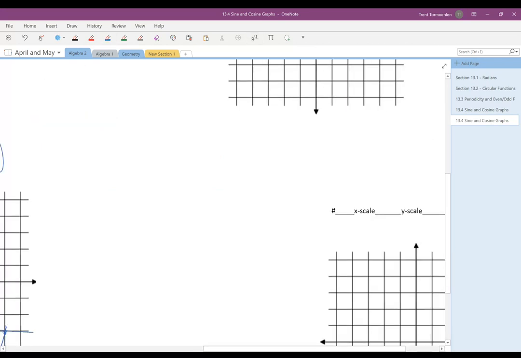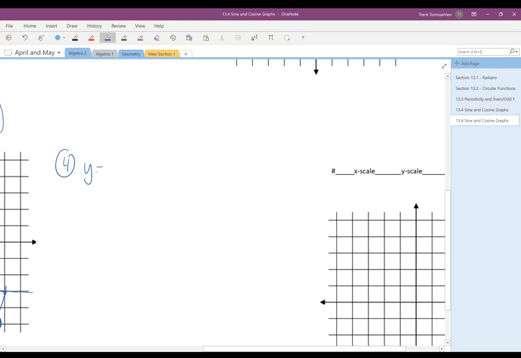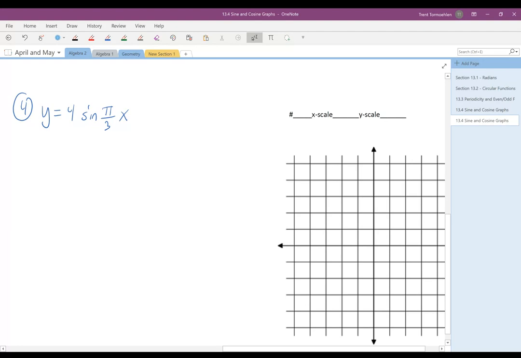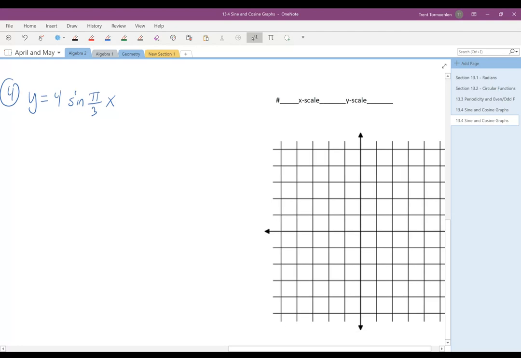All right, last one here. Let's say Y equals 4 sine of pi over 3 x, and then asked to graph this. Well, this is one where there's nothing being added to it, so our midline is 0, which is going to be the origin. Our amplitude is going to be 4. And since our amplitude is 4, we can make our Y scale 1, or we can make our Y scale 2. Let's just make our Y scale 1 for this one since we're at the midline of 0.